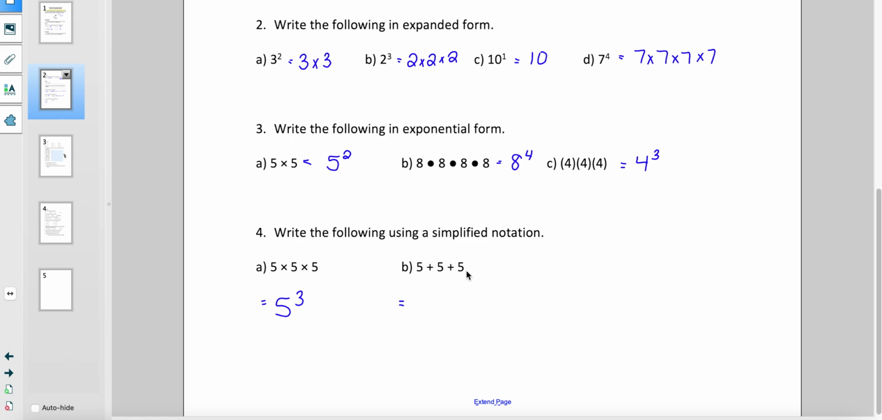Okay, but you have 5, and it's not being multiplied, it's being added to itself 3 times. So to write this with a simplified notation, we have 5, and it's going to be multiplied by 3. The difference is that repeated multiplication gets you an exponent. 5 plus 5 plus 5 is just like saying 5 times 3. So 5 added to itself 3 times would be 5 times 3.